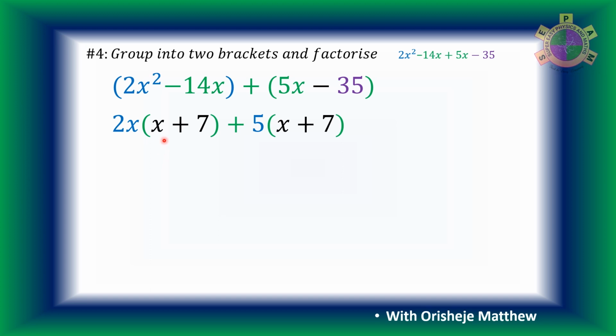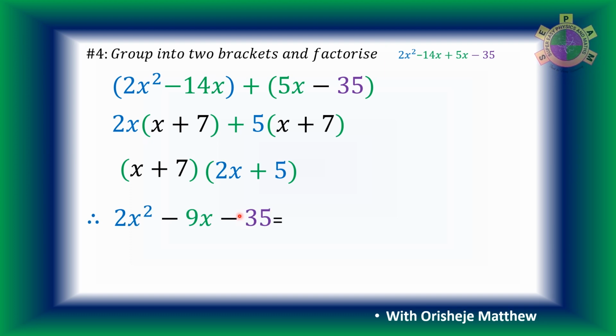So there's a common bracket which is x plus 7, you bring that out, multiply the coefficients 2x and plus 5 will form the second bracket. So with this, 2x squared minus 9x minus 35 is factorized into x plus 7 multiplied by 2x plus 5. With this, we are finished with this type of quadratic equation factorization.